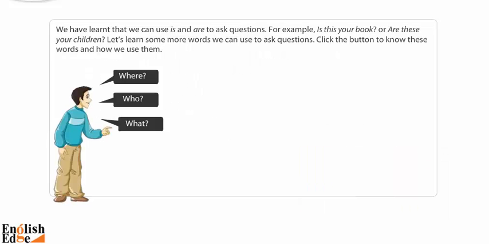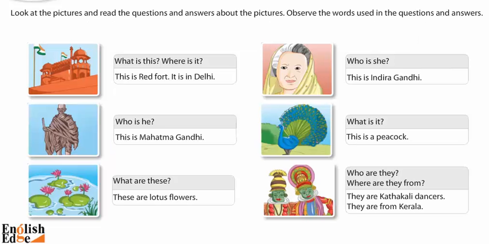We have learned that we can use is and are to ask questions. For example, is this your book? Or, are these your children? Let's learn some more words we can use to ask questions. Click the button to know these words and how we use them. Look at the pictures and read the questions and answers about the pictures. Observe the words used in the questions and answers.